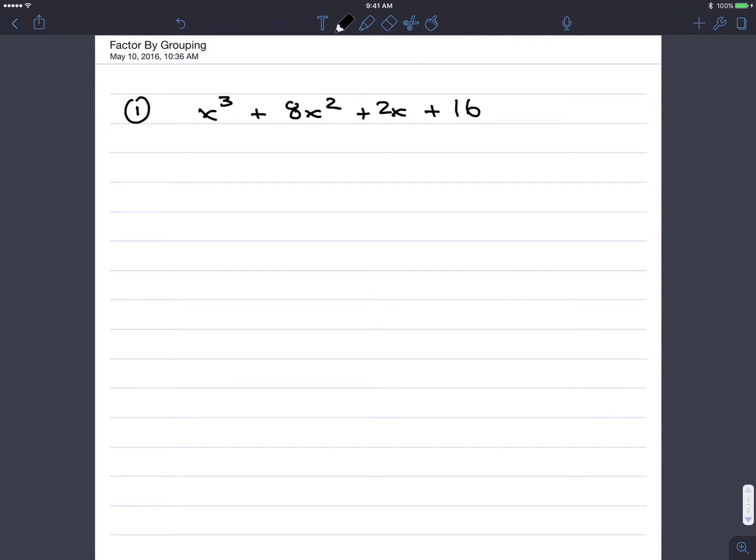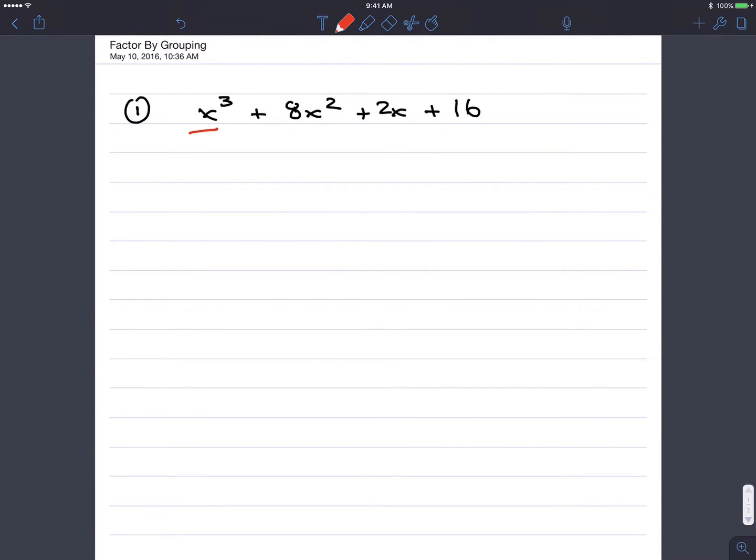Okay, we're gonna work on factor by grouping. Let me give you another procedure. Factor by grouping is based on what we did before. It's based on factoring out the greatest common factor. But notice a couple of things here for factor by grouping.